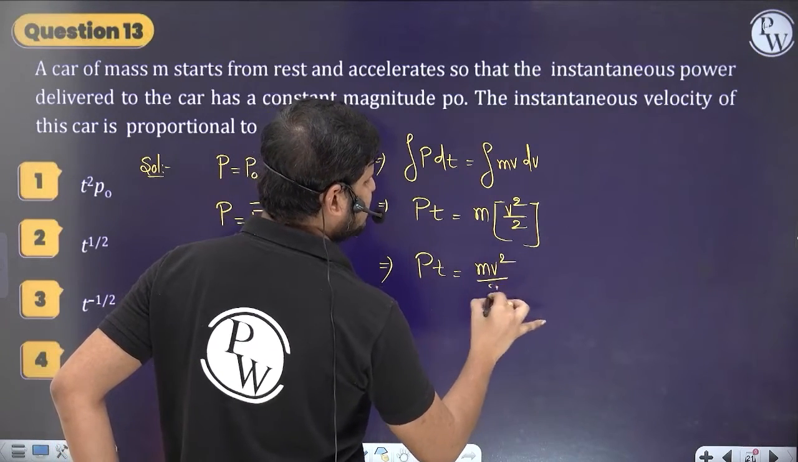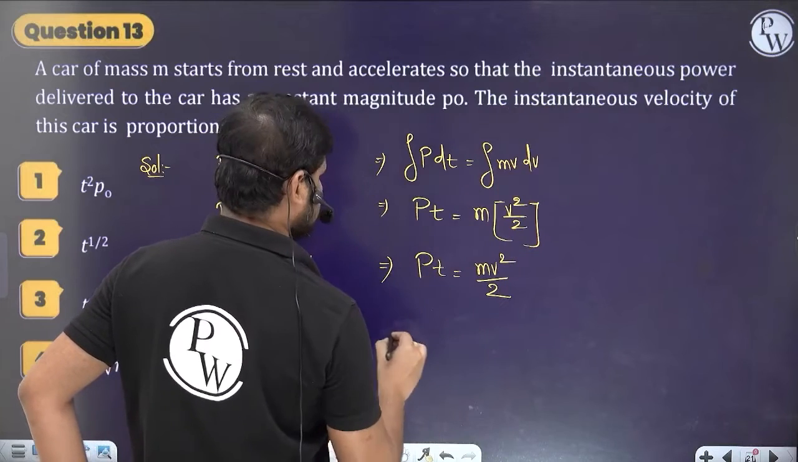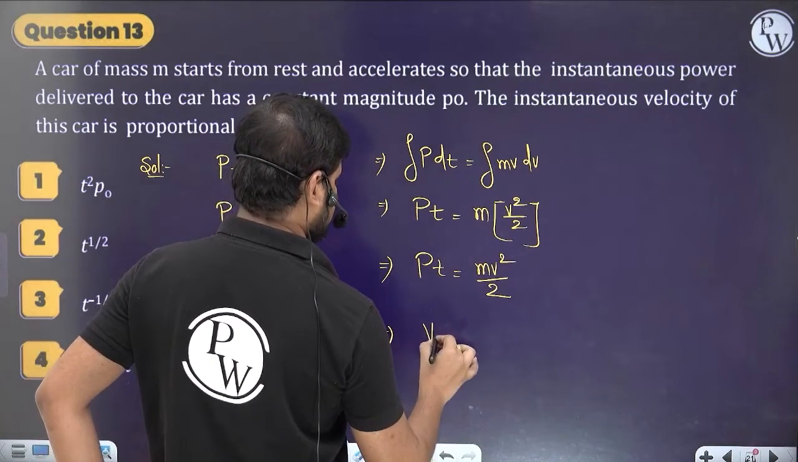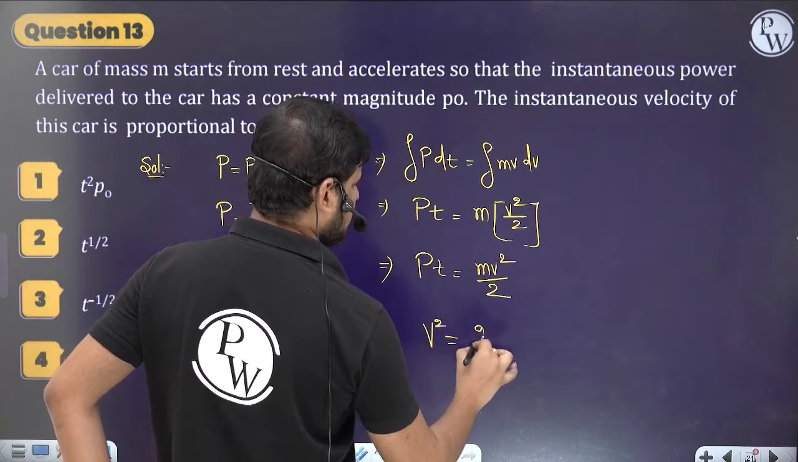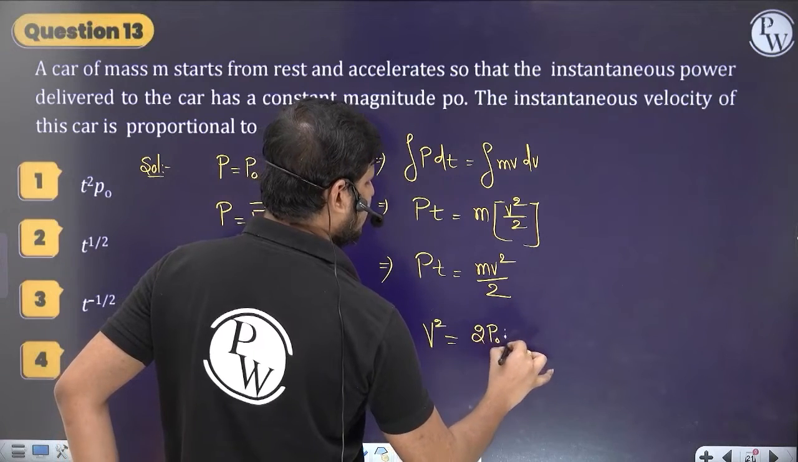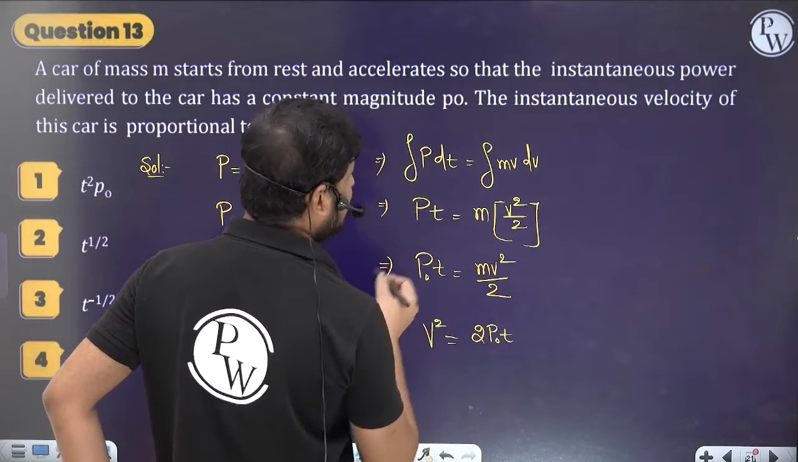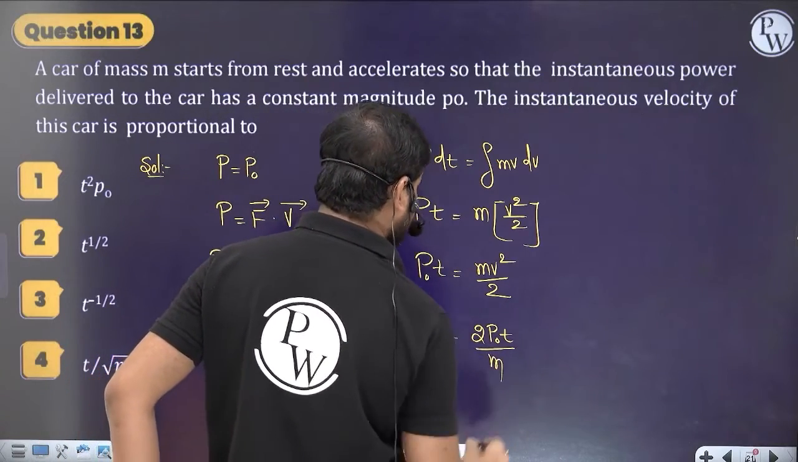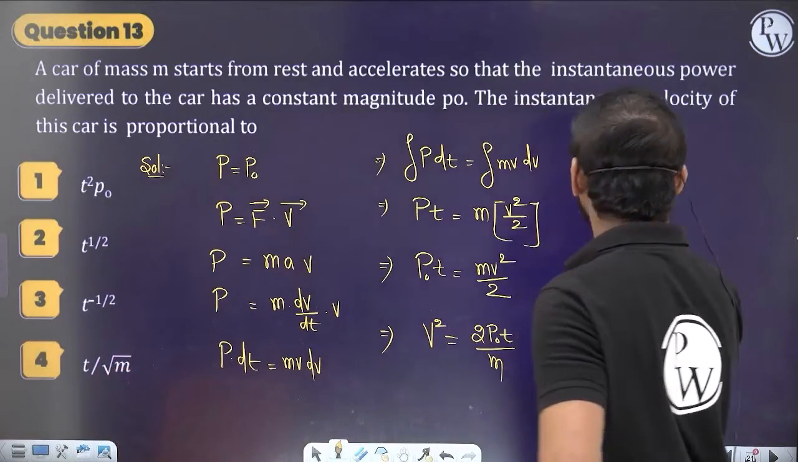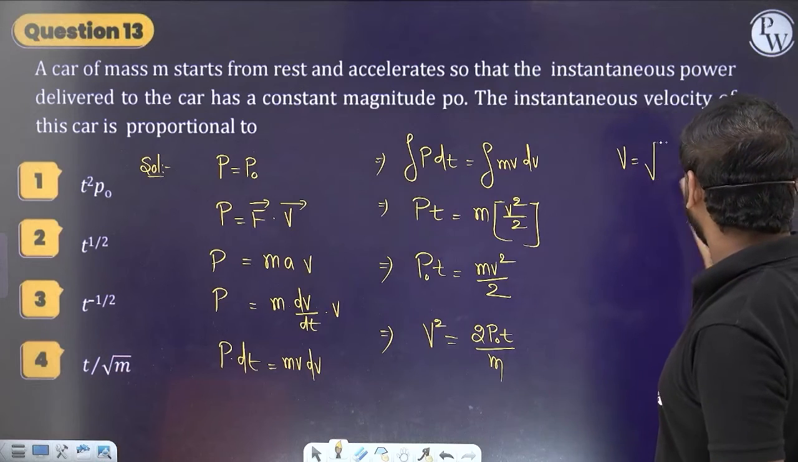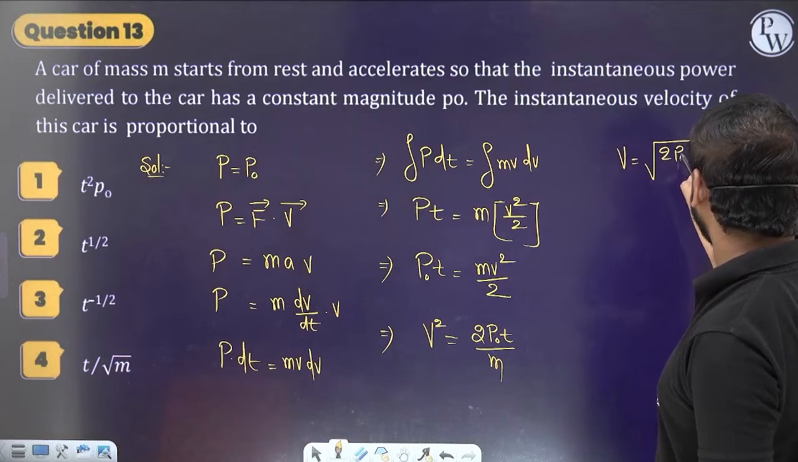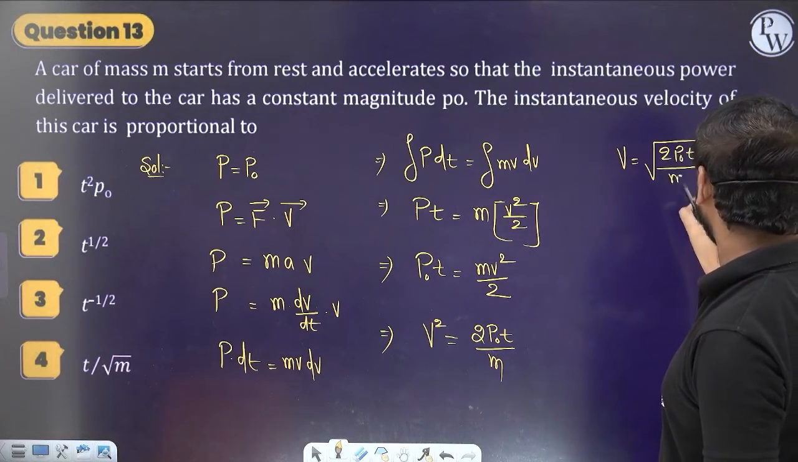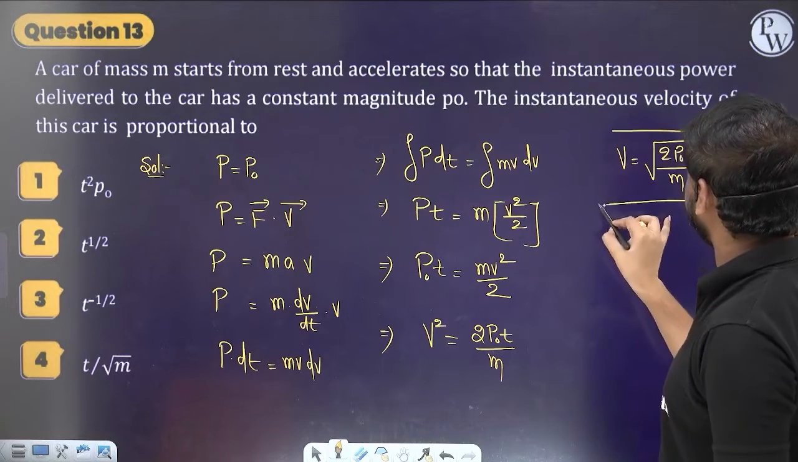So we need the instantaneous velocity v, right? So from here, v square is equal to 2 P naught t by m, as per the given question, since power is nothing but P naught. So from here I can write v is equal to root over 2 P naught t by m. See the simple steps I am doing, so nothing much.